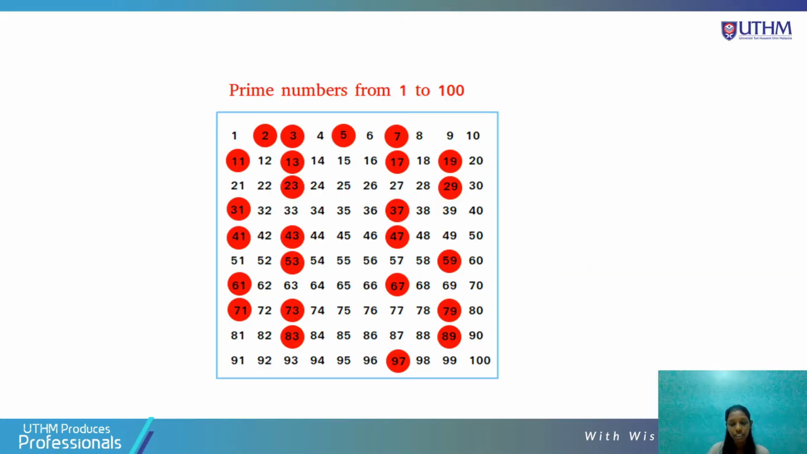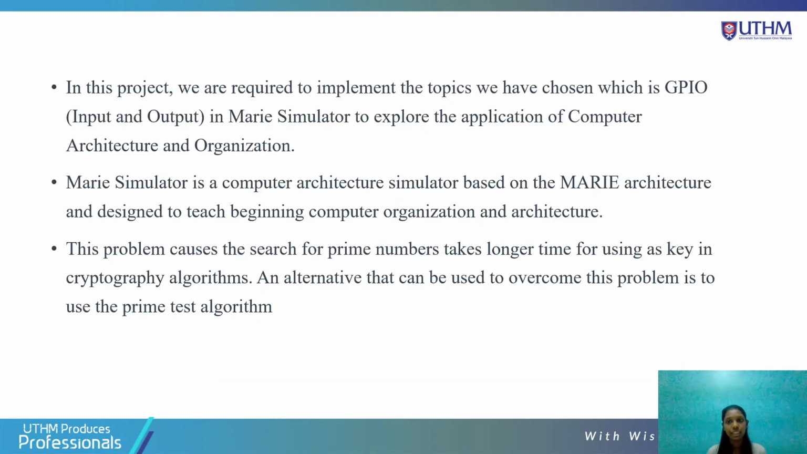The introduction for our project. These are some of the prime numbers from 1 to 100. In this project, we are required to implement the topics we have chosen, which is input and output in Marie Simulator, to explore the application of computer architecture and organization. Marie Simulator is a computer architecture simulator based on the Marie architecture and designed to teach beginners computer organization and architecture. This problem causes the search for prime numbers to take a longer time for use as keys in cryptographic algorithms. As an alternative that can be used to overcome this problem is to use the prime test algorithm.